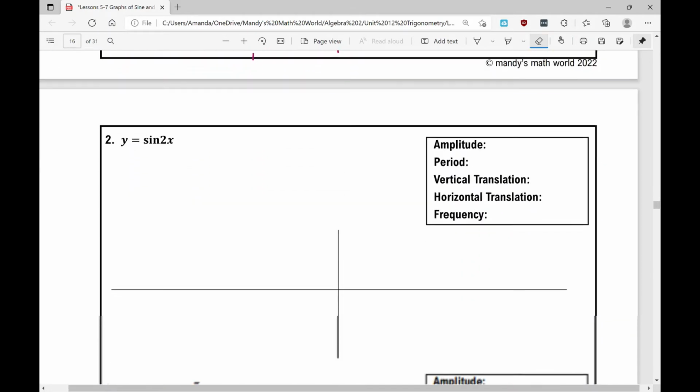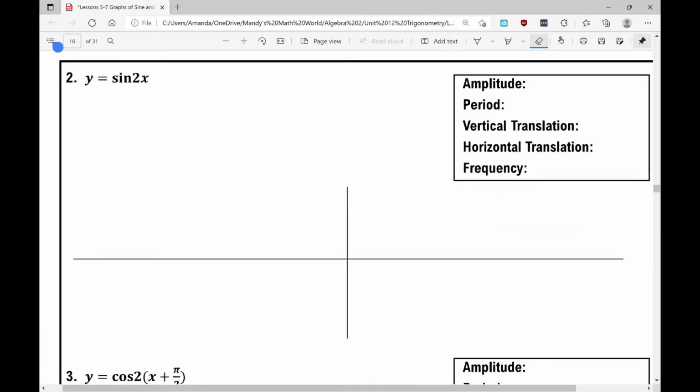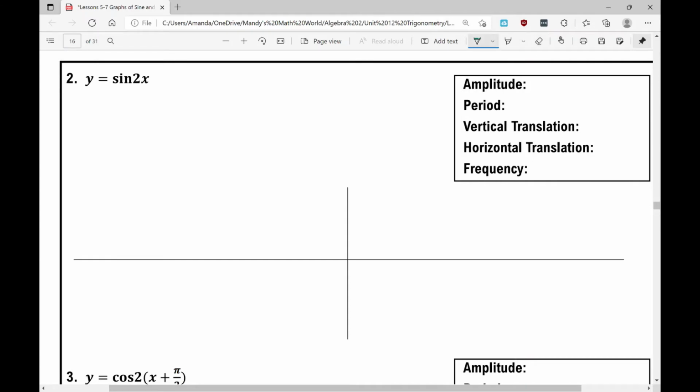So let's move on to example number 2. All right, so in example number 2, we don't have any horizontal translations, okay? Nothing in parentheses. We don't have any vertical translations, no constant added or subtracted. We don't have any amplitude changes, but we do have a number in front of our x.